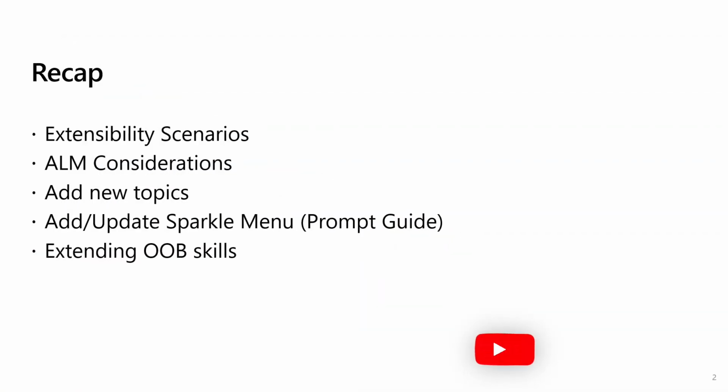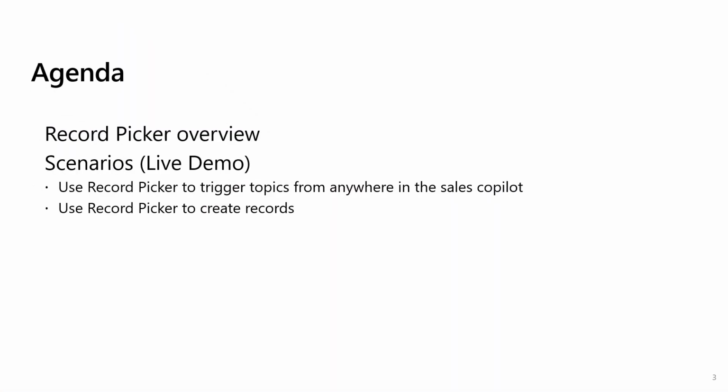A quick recap. In the previous sessions, we spoke about extensibility scenarios, the ALM process, how to add new topics, how to add or update the Sparkle menu, and how to extend the out-of-the-box skills. This session is all about Record Picker.